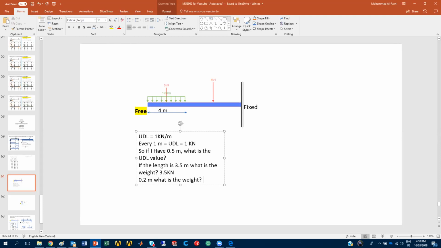So is UDL the same as weight? UDL is a term for uniform distributed load. Weight is at the centroid, at the center. So one is the weight, a point load at the centroid. The other one is a uniform distributed load, so every meter, every 0.1 meters. So the answer is 0.2 kilonewtons or 200 newtons. Okay? Is it clear now?